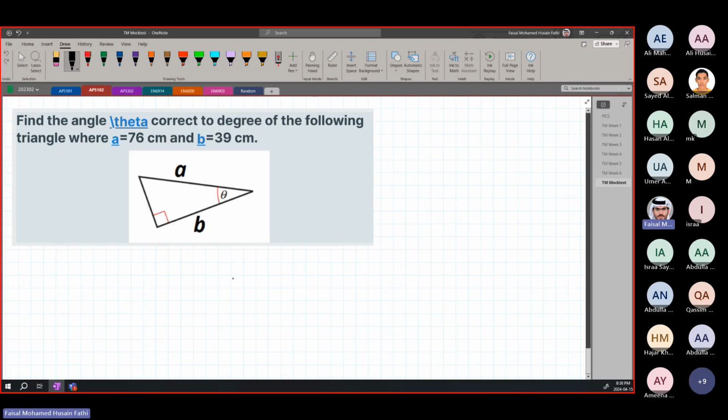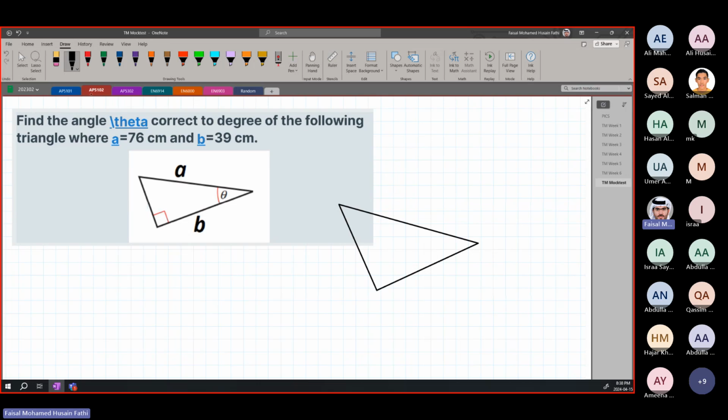It's a right triangle, and it's a bit bent like this. So this is our right triangle. This is the angle we need to find, theta. And they gave us A is 76 centimeters and B is 39 centimeters. First of all, we need to determine where our hypotenuse is, which is opposite to the right angle. Opposite to it, 76 centimeters. So this is our hypotenuse.